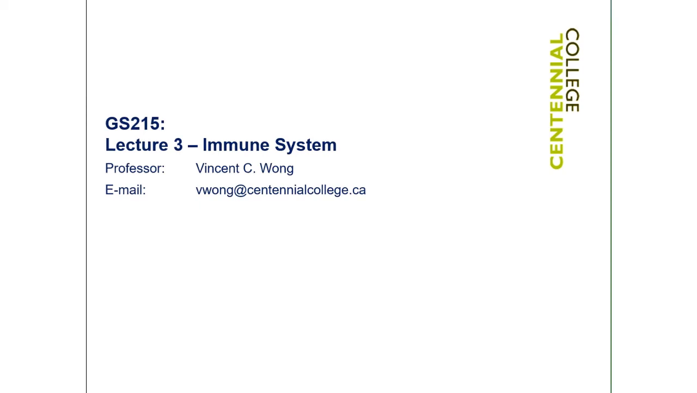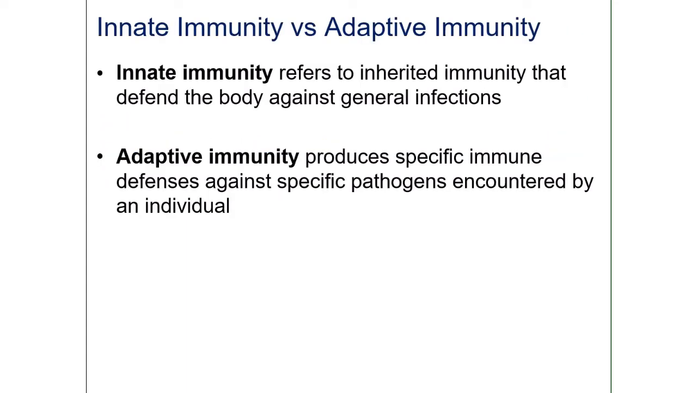In lecture 3, we are going to be looking at the immune system. We're going to look at the different types of defense we have in the body against pathogens. Some we are born with, some we have to develop throughout our lifetime. And we're going to look at things like vaccinations and some of the ethical concerns surrounding them as well.